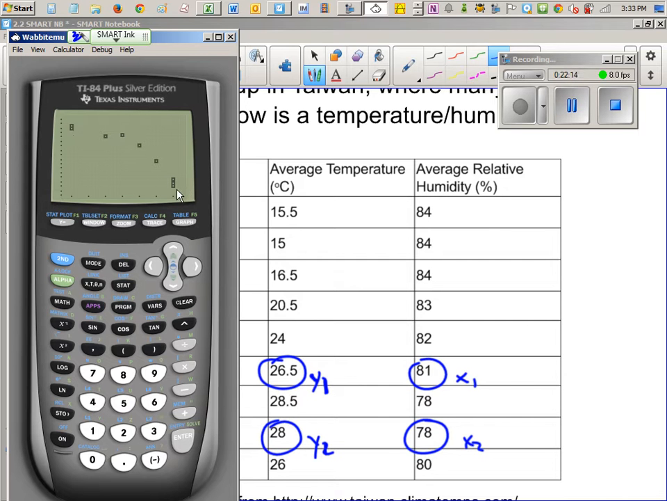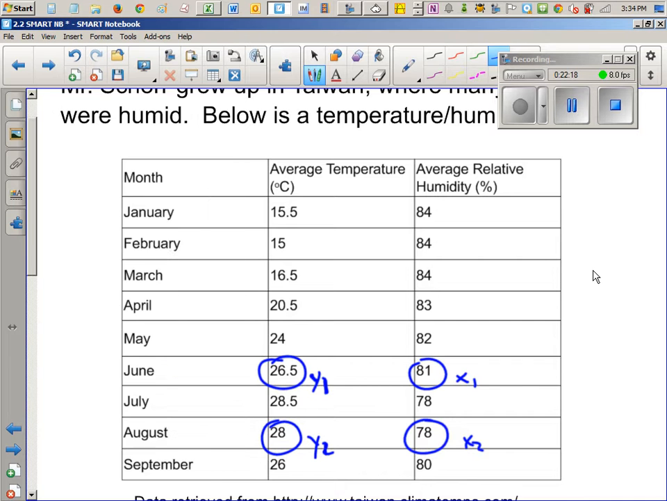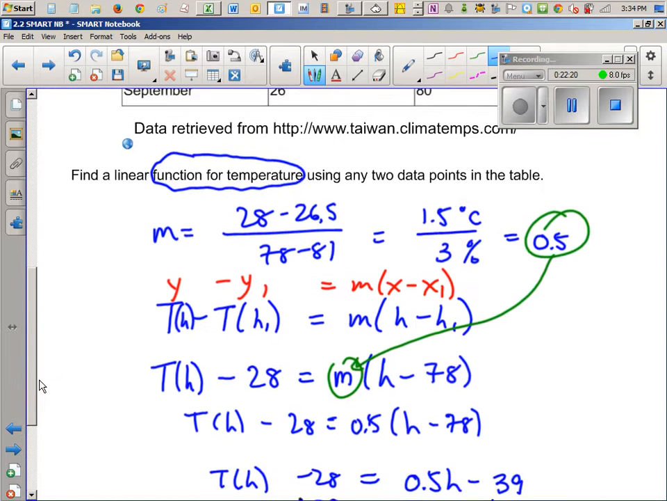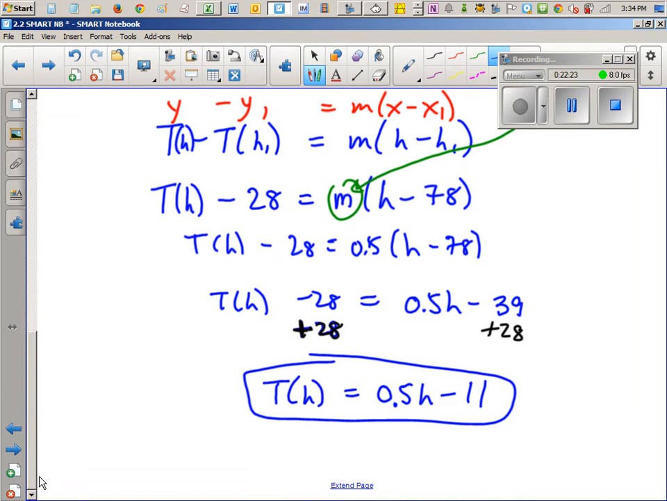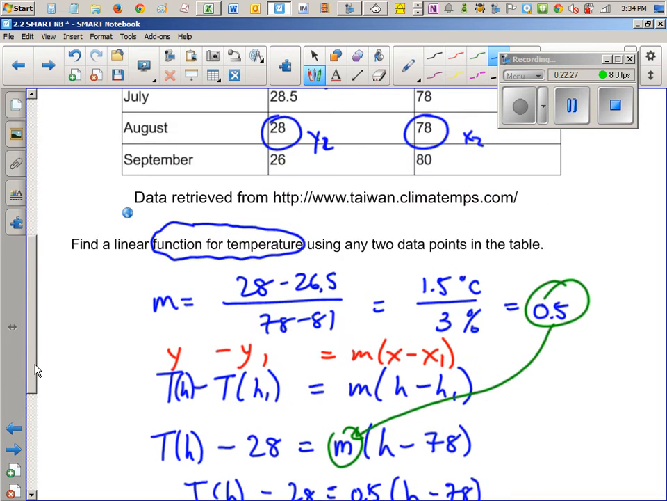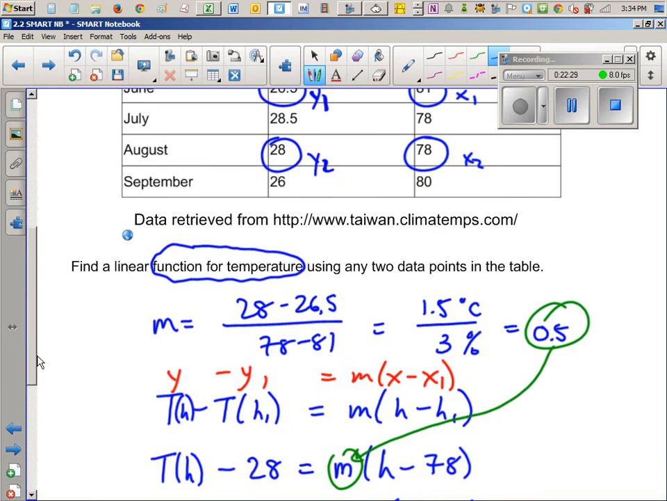They might say, Mr. Shore, that does not look like a straight line. I agree. And now I'm going to graph the line that I had come up with. Negative 0.5h minus 11. Oh, and Mr. Shore made an error. I just caught it here. There's a negative. You probably caught this already. There's a negative there, and there's a negative there.